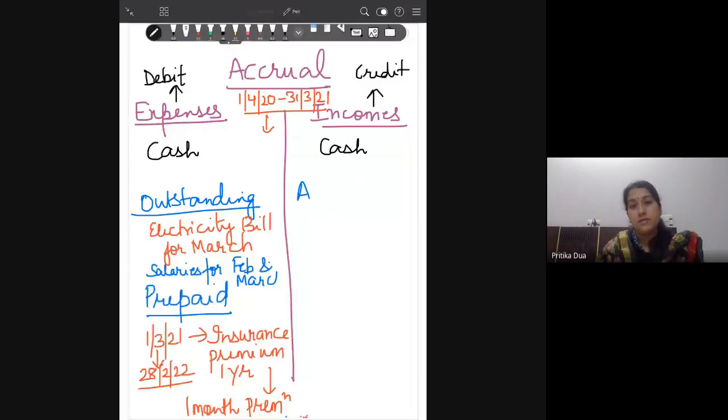Okay, now similar to expenses, there might be some incomes of the business which are outstanding, which have been earned but not received at the end of the year. In accounting terms, we call it accrued income. Income earned but not received.